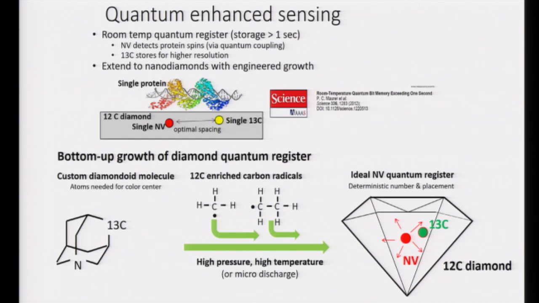And so if you take a seed molecule like this, where there's a well-defined spacing, and grow a diamond around that, then you should get, in this case, a carbon-12 diamond where there's only one carbon-13 in the whole crystal, but it's just the right distance from the NV. And so this is an approach to making a scalable quantum register, which can store information. And so that's one of the things we're trying to get a seed molecule to be able to do.